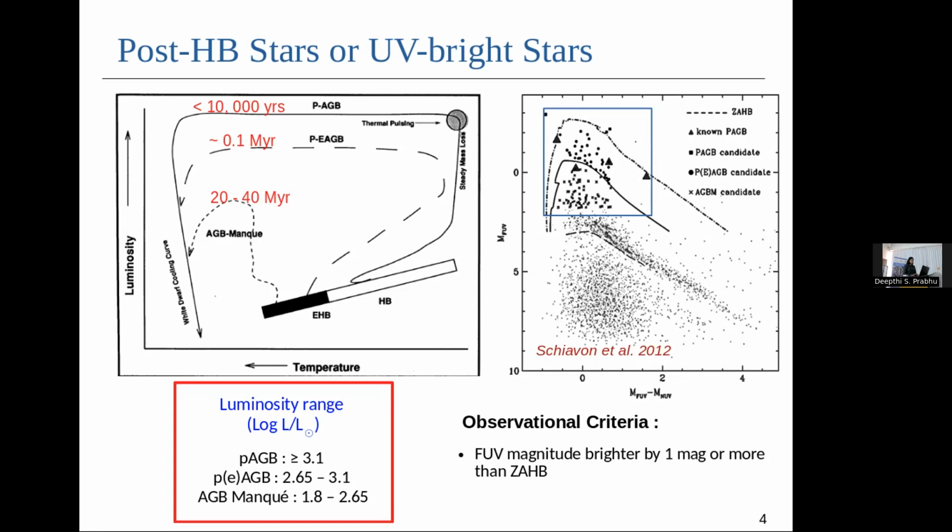So these are the stars which are brighter and 1 magnitude below the horizontal branch. And we have more than 7,000. This is the observational criteria used to identify the post-HB stars or UV bright stars.